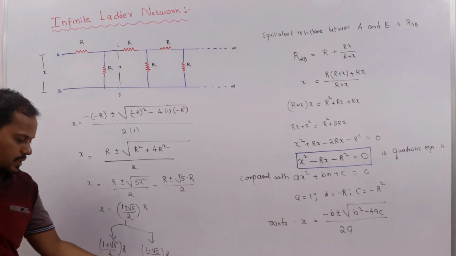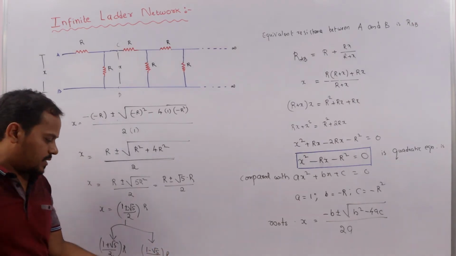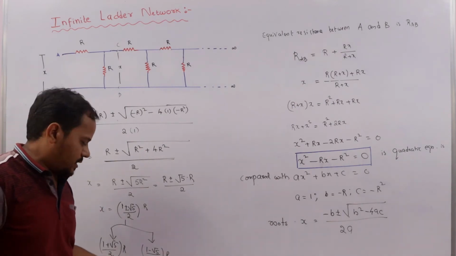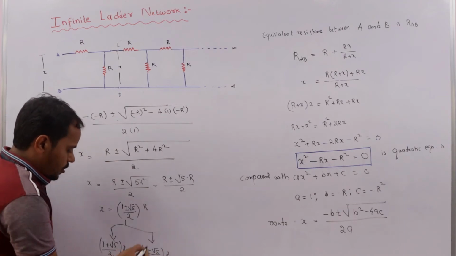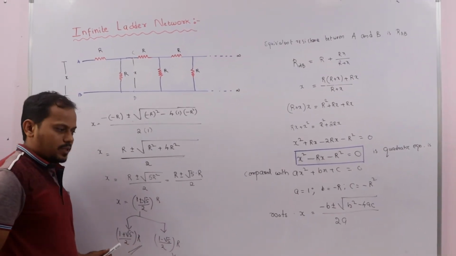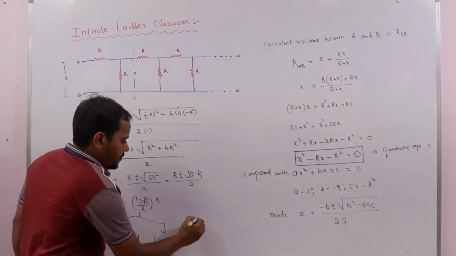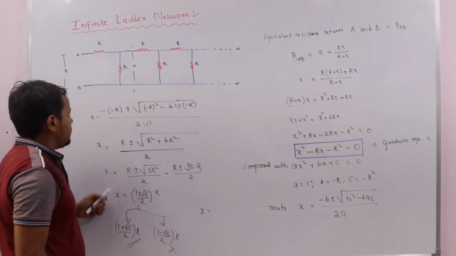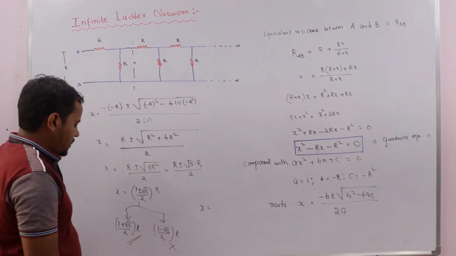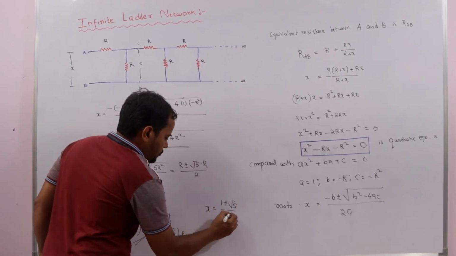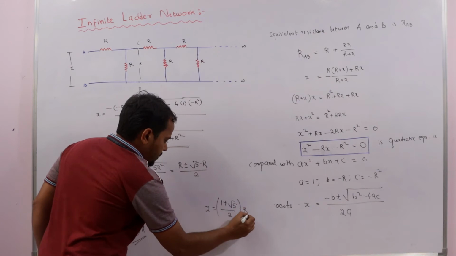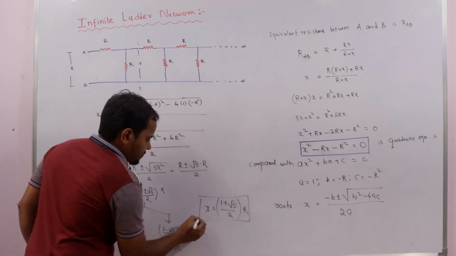Here if you solve this one, you will get a negative resistance. Generally negative resistances are not possible, that's why negative values are not possible, so only one root. This one is the perfect option for us. So what is the equivalent resistance between A and B? A and B equivalent resistance is 1 plus root 5 by 2 into R. Okay, this is the final answer.